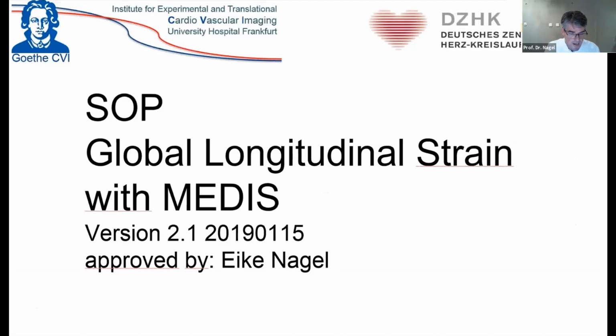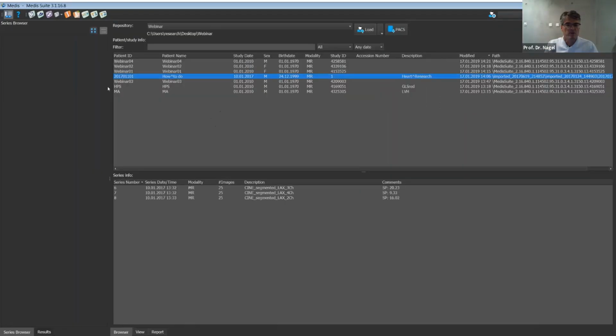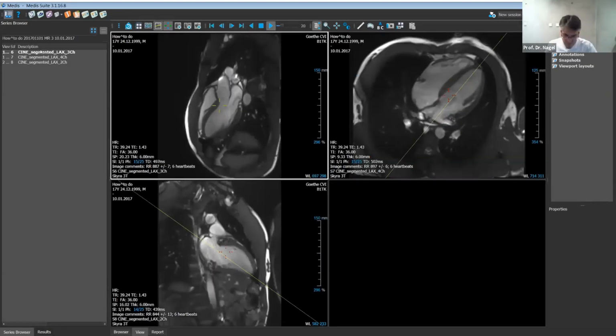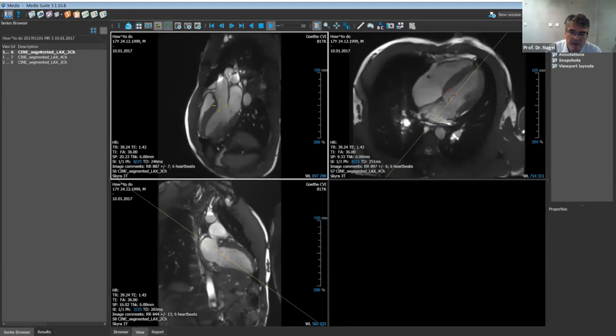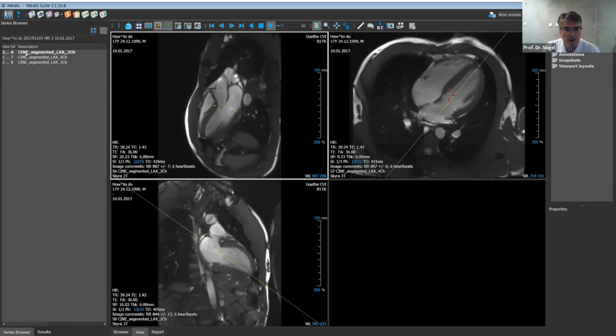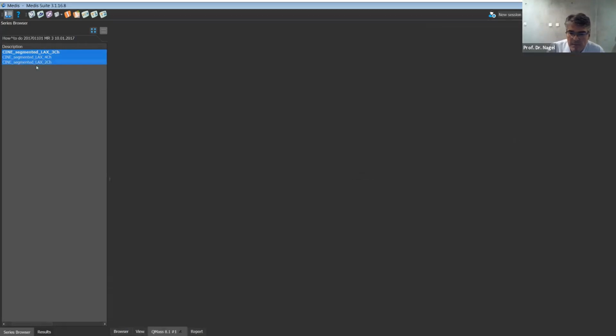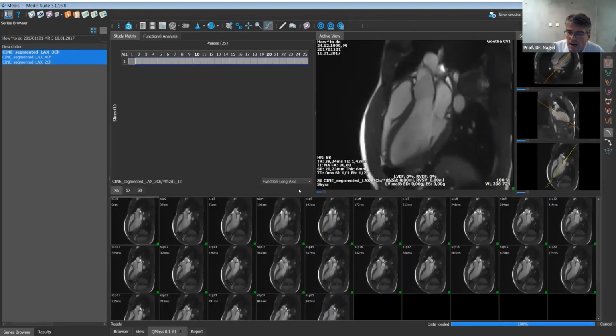So what I would want to show you now is going through a quantification process. Okay, so I'm going to load a data set in the MEDIS software. I have pre-sorted them so we only have the long axis views here. The viewer comes up first, so you can get a quick idea of the quality of the scans. You then load them into QMass to draw the first set of contours.